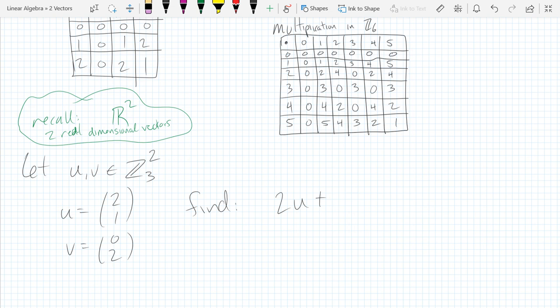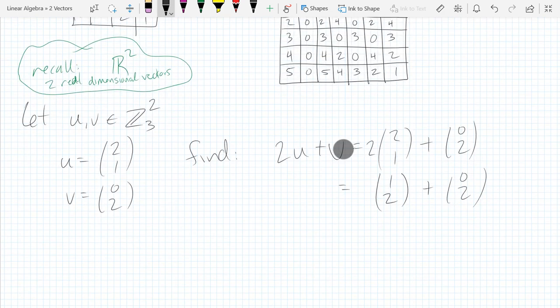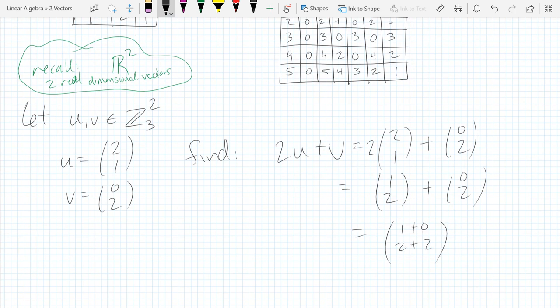So let's do 2u plus v. So we got 2 times 2, 1 plus 0, 2. Now, first thing I'm going to do is scalar multiplication. So we're going to distribute that 2 into the first vector. So you can write 4, 2 if you really want to, but remember, 4 is not really 4. What is 4 in our Z3 system? 4 is really 1. So 2 times 2 is 1, plus 0, 2. And then we do this addition. We have 1 plus 0, 2 plus 2. 1 plus 0 is 1, 2 plus 2 is also 1. So our vector is 1, 1. Any questions on that?